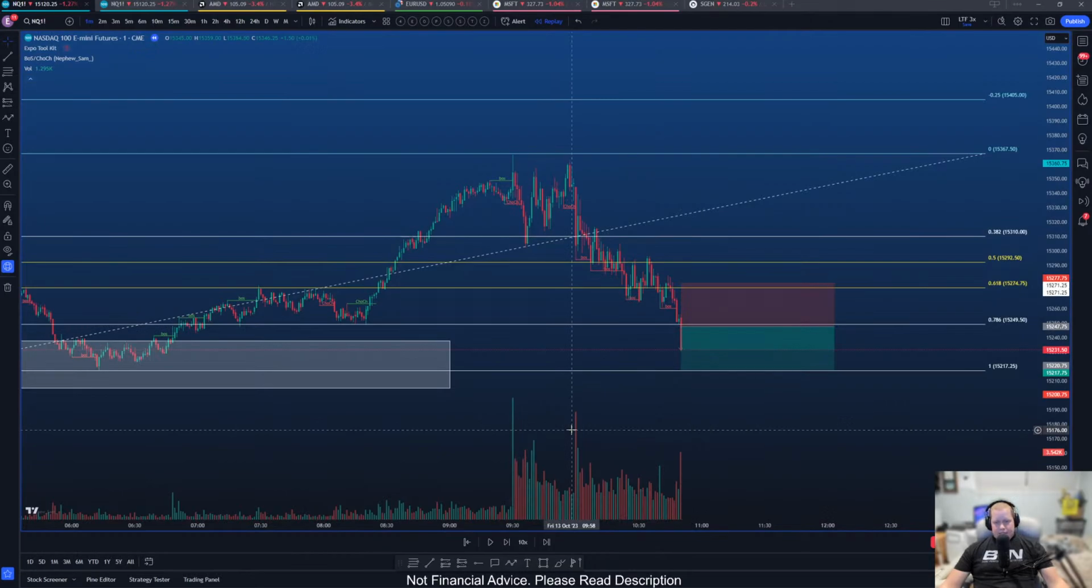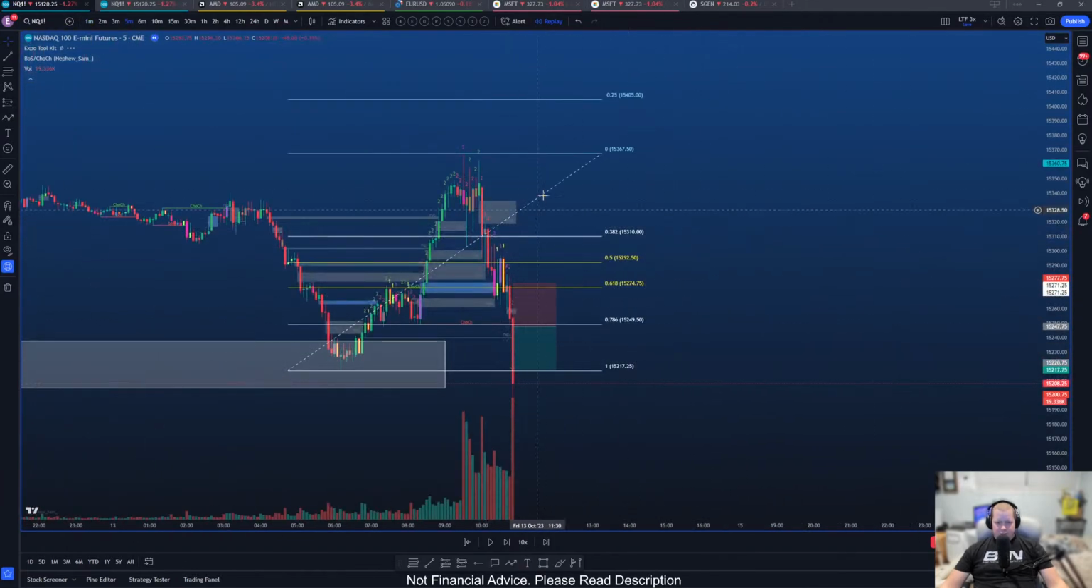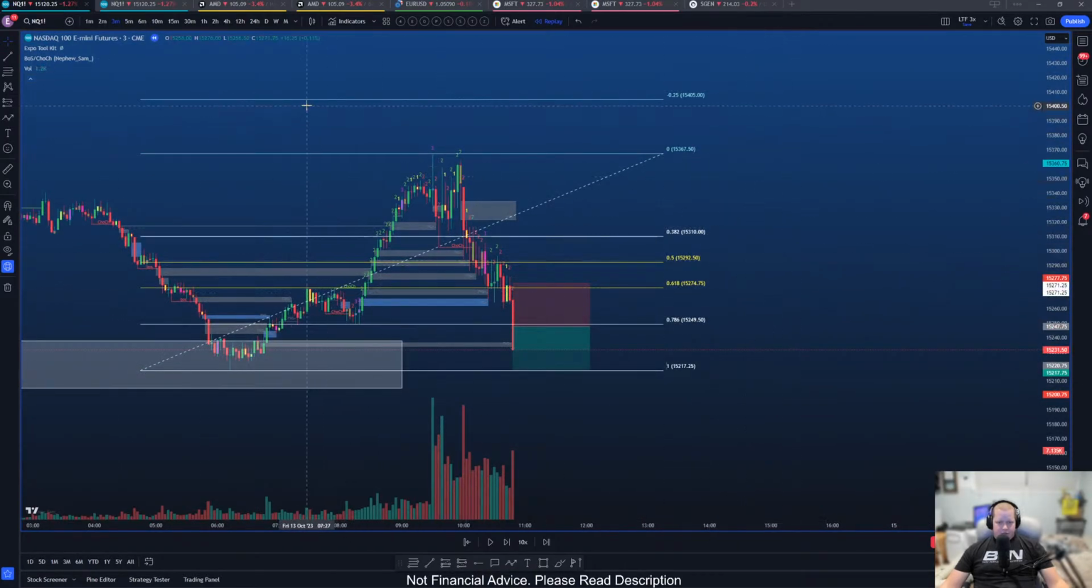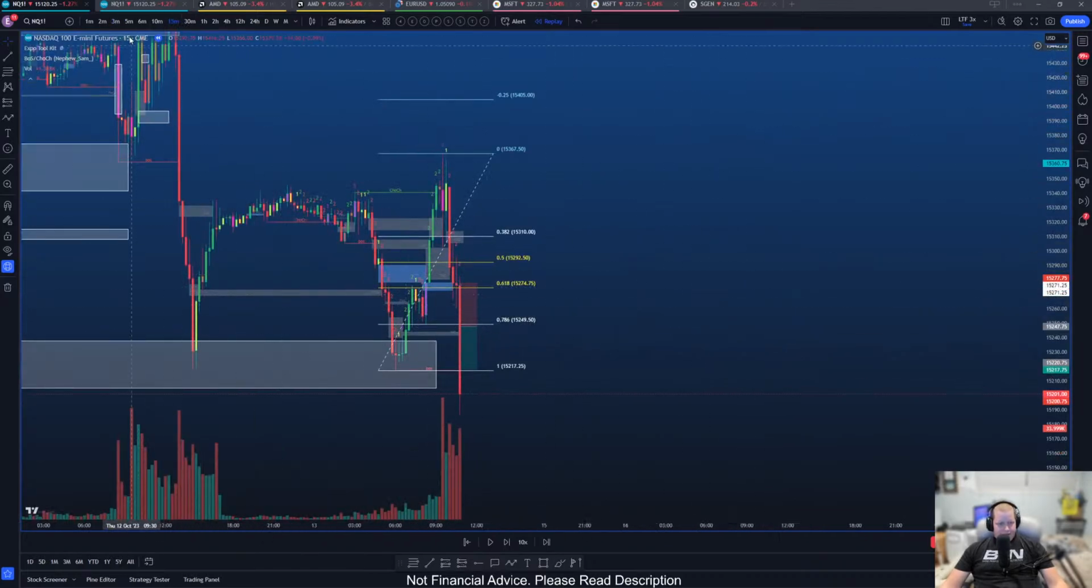Looking at it, it's not really clean for a short anywhere. Really, the entry would have been nice up here. This is where looking at multiple time frames can help, because sometimes you'll see a fair value gap on one time frame and not another. Yeah, it wasn't really clean.